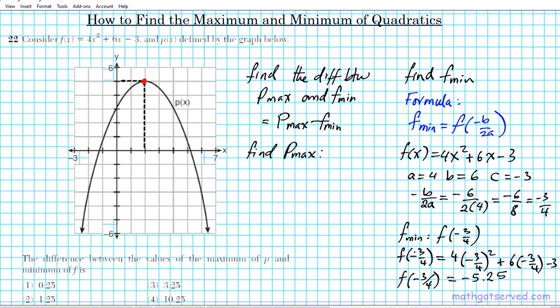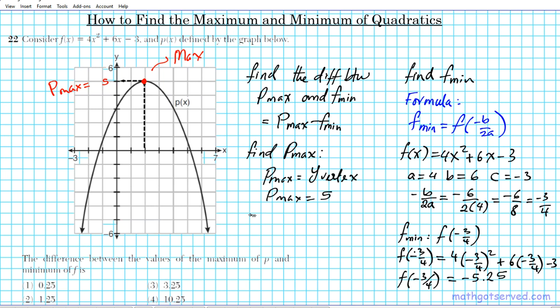This is the maximum right here. That's the maximum. And this value, which is 5, is your P max. Okay? So P max is 5. It's basically the y-coordinate of the vertex. So P max graphically is the y-coordinate of the vertex, which is 5. So P max is 5.